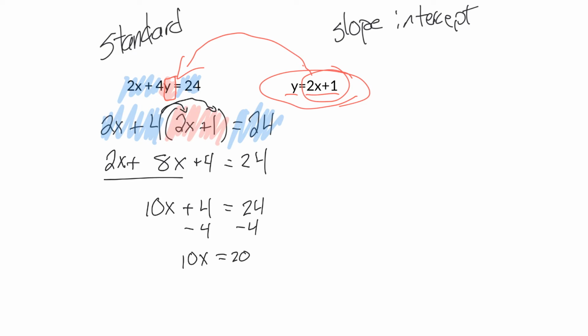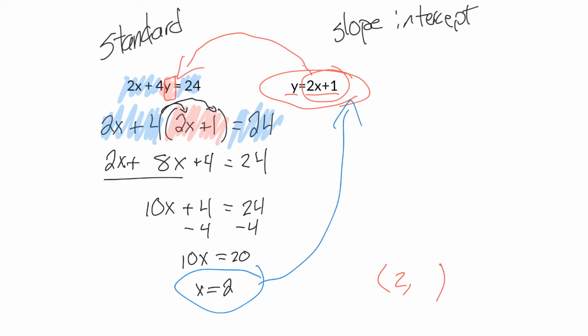10x is equal to 20, so x is 2. I have half of the coordinate where they cross, where they intersect. I still need the y number, though. And the way I get that is I take it and I plug it into one of the equations. If x is 2, and this tells me 2x plus 1, I do 2 times 2 plus 1, and I get an answer of 5.